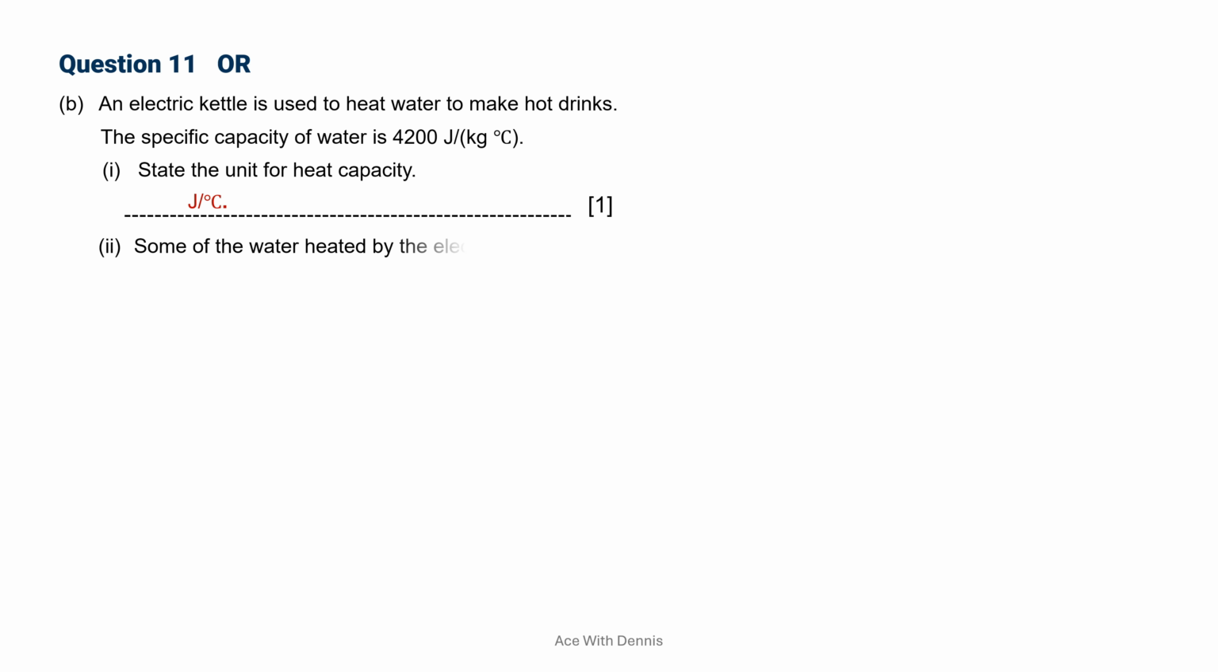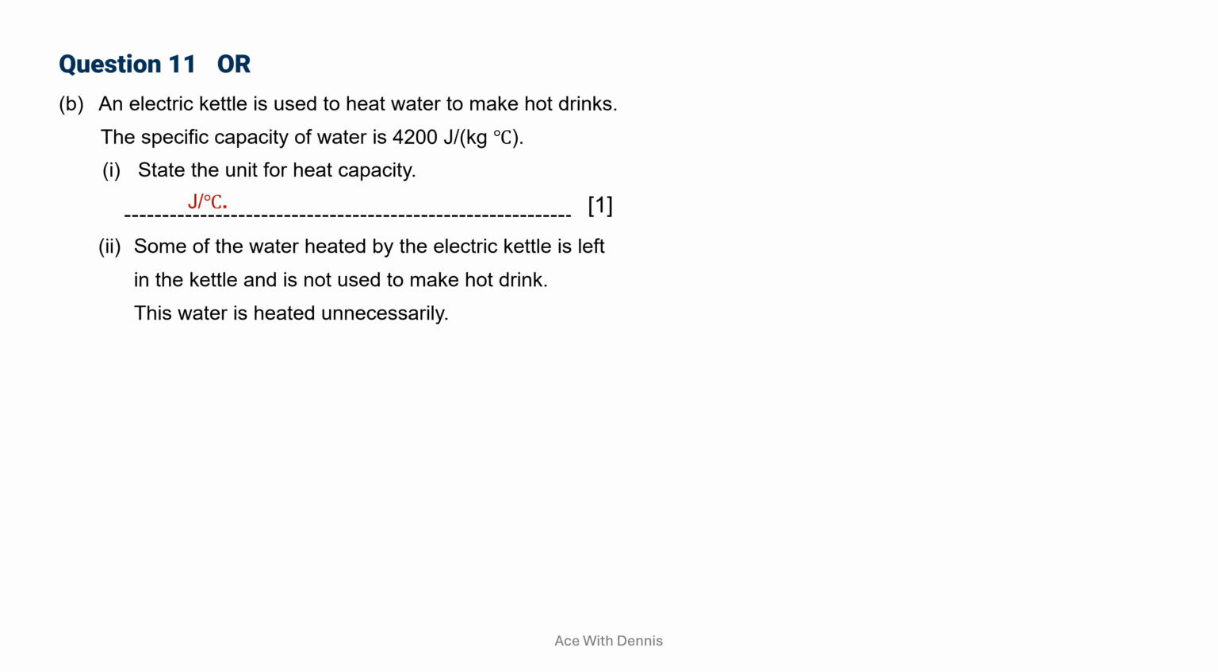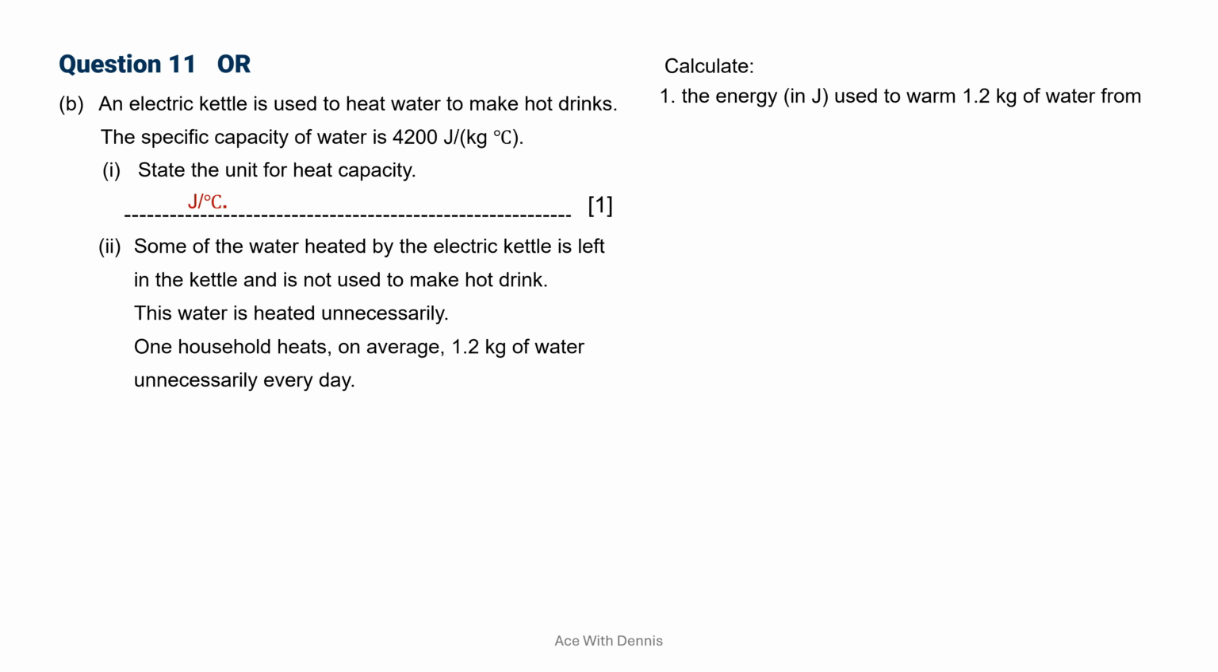Now part 2. Some of the water heated by the electric kettle is left in the kettle and is not used to make hot drink. This water is heated unnecessarily. One household heats on average 1.2 kg of water unnecessarily every day. Calculate 1. The energy in joules used to warm 1.2 kg of water from 20 degrees Celsius to 90 degrees Celsius. 2 marks. Alright, to calculate the energy, we use the specific heat capacity formula, Q equals mc delta T.